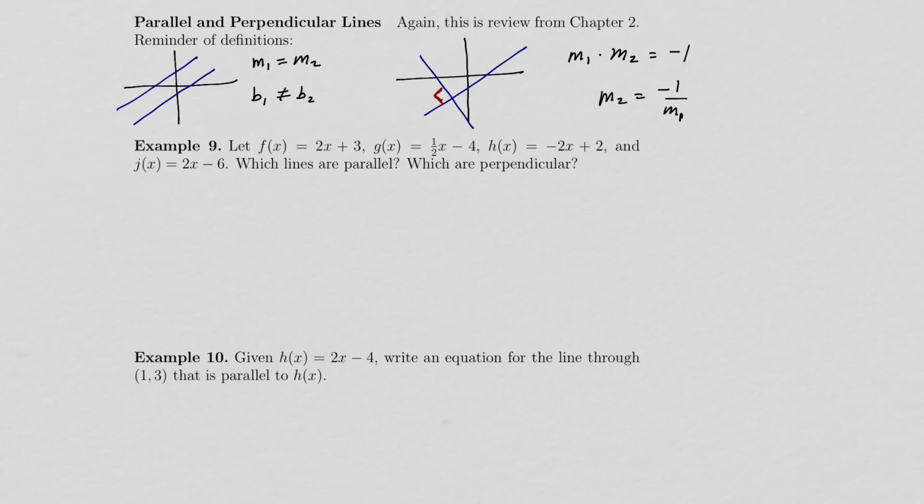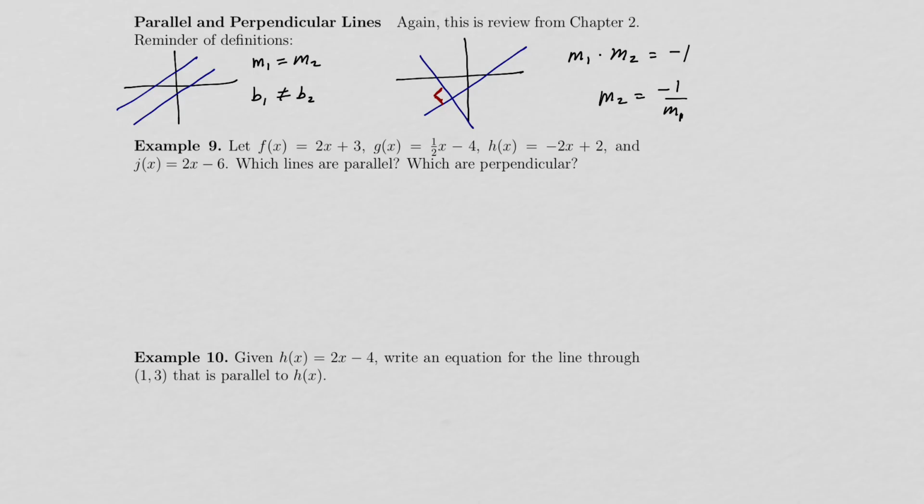Okay. All right, so in example 9, we're given several linear functions, right? f of x, g of x, h of x, and also j of x, so four of them, are all linear functions. Which ones are parallel? Which ones are perpendicular? Well, remember, to be parallel, they have to have the same slope, right? So if we look at these, it looks like f and j are going to be the ones that are parallel, right?